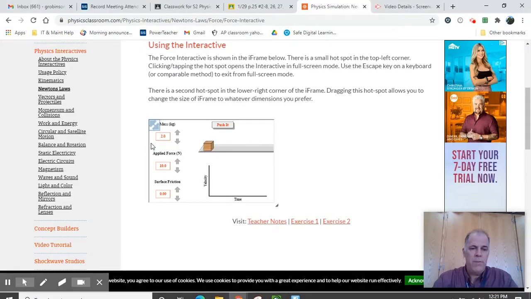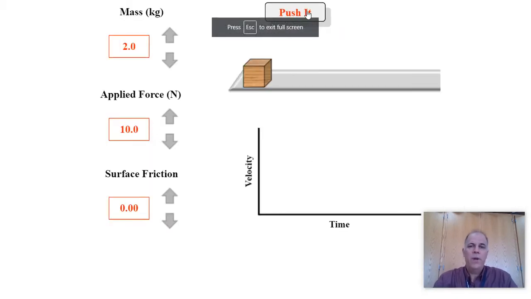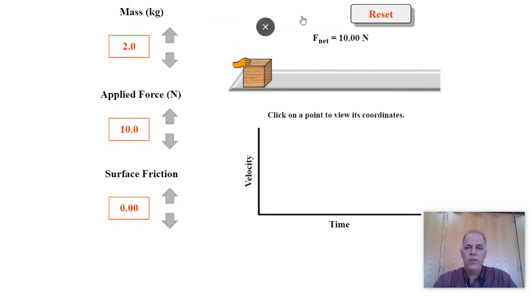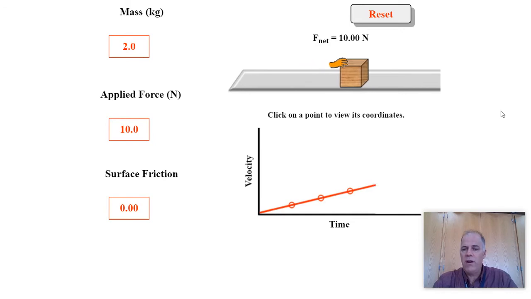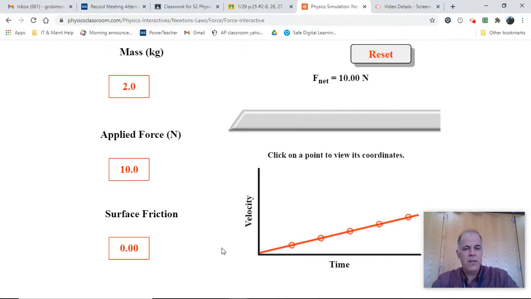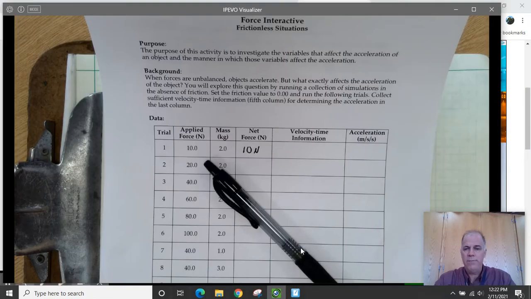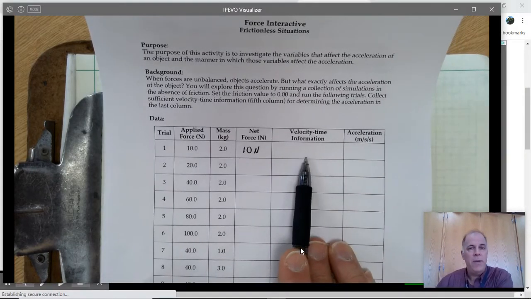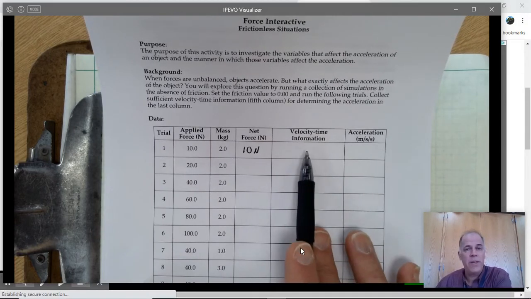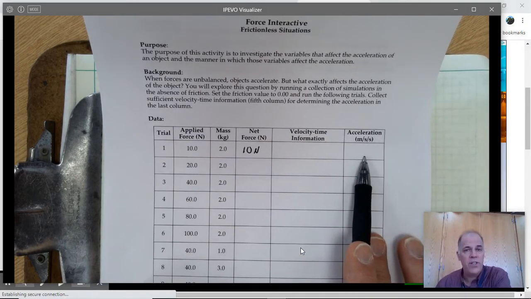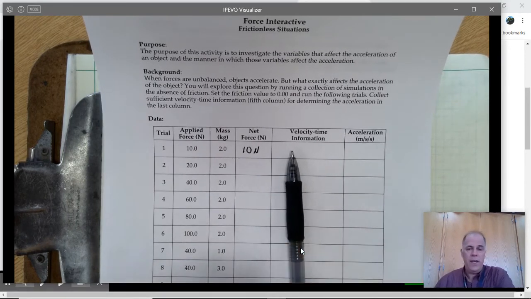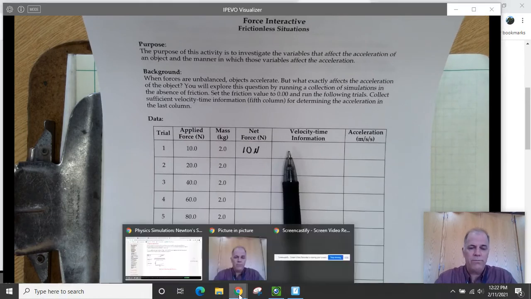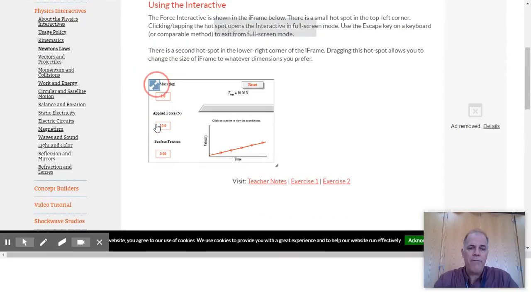Now we go back to our sim. And so we have it set for 2 kilograms, 10 newtons, no friction. We say push it, and we get our velocity versus time graph. Great. Now the second thing on the worksheet, it asks you for velocity time information. And we're collecting information that we need to calculate the acceleration of the block in the sim that we did. So the information we need, we get from the simulation itself, from pushing a button on the graph.